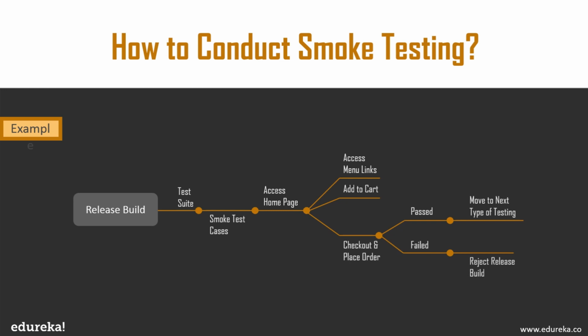If you are able to place the order properly, it means that your build has passed smoke testing and it moves on to the next type of testing. If it fails, then the build is rejected without any further tests. So that's how simple smoke testing is. That's all about smoke testing.